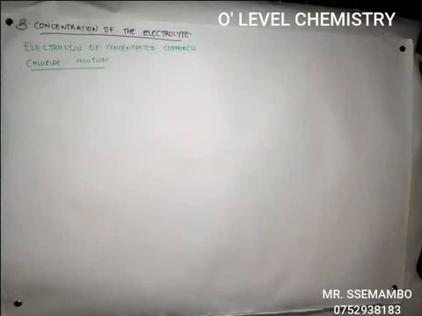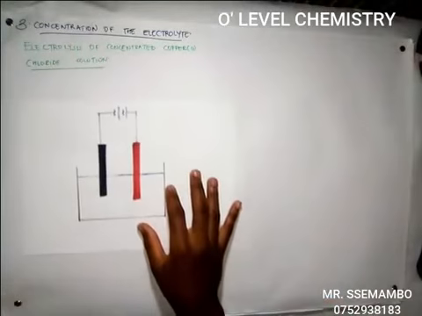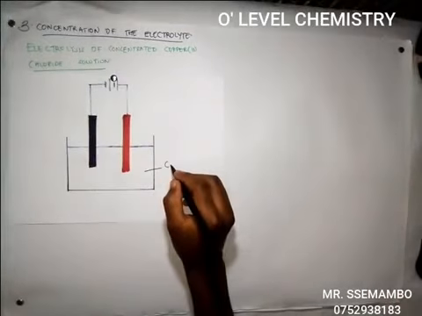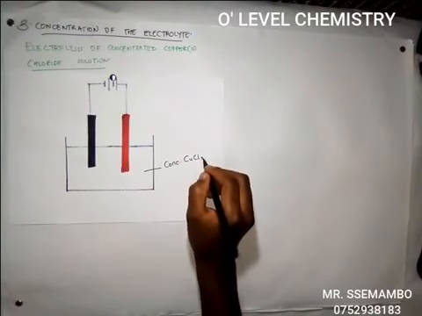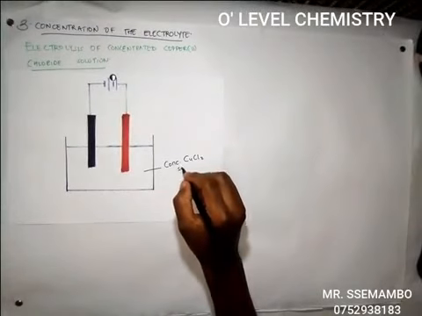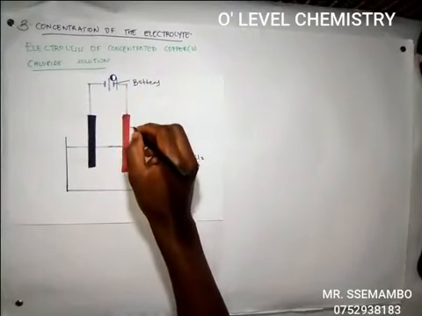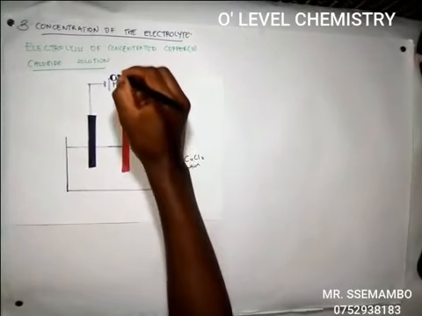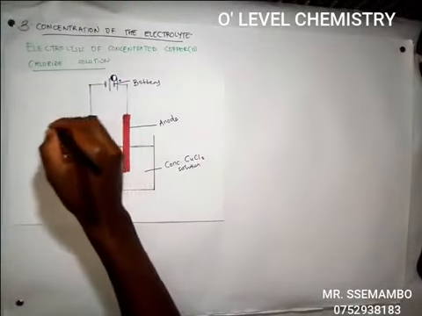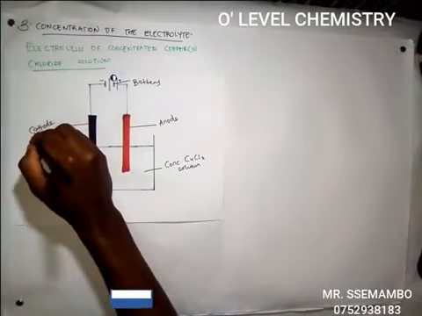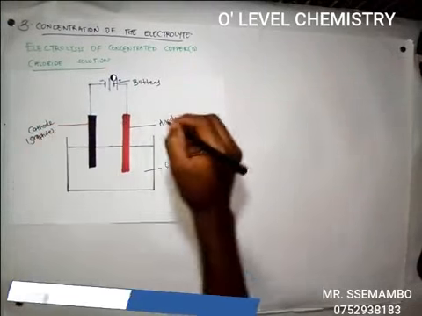at both electrodes. Under this, we can talk about electrolysis of concentrated copper 2 chloride solution. So the setup of that experiment is also as this. So we can simply label our setup apparatus. We have concentrated copper 2 chloride solution. Then we have the battery. We have the anode connected to the positive terminal, and we have the cathode connected to the negative terminal. So these are graphite electrodes.